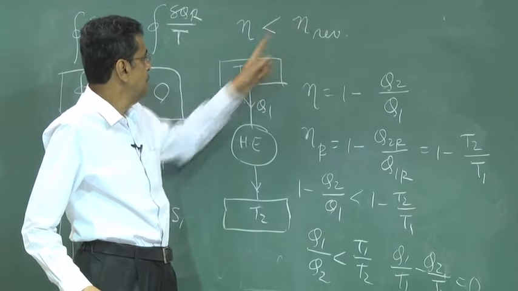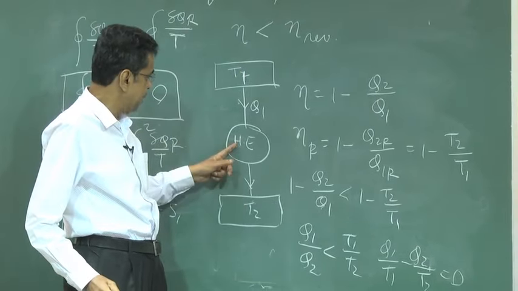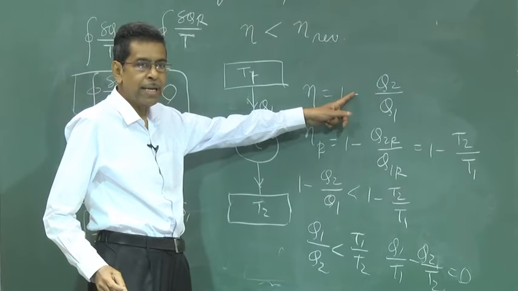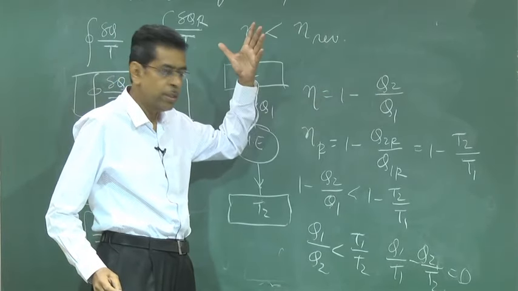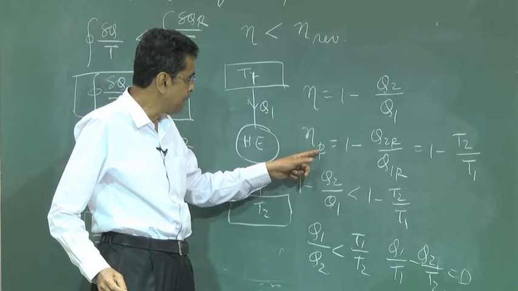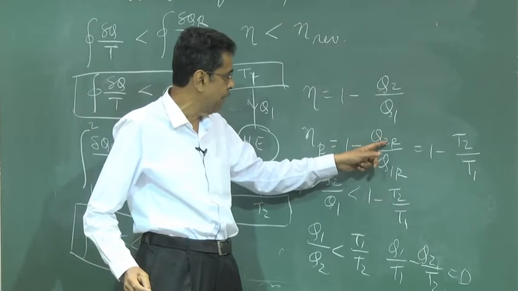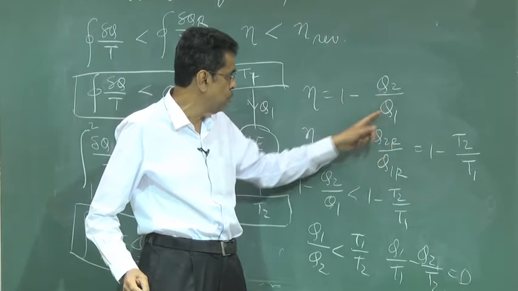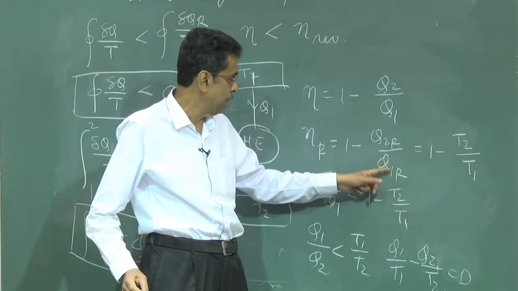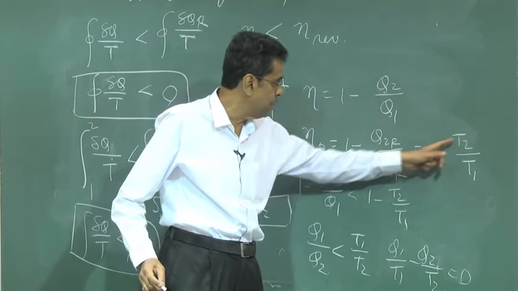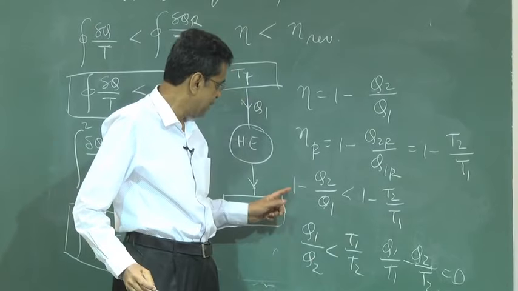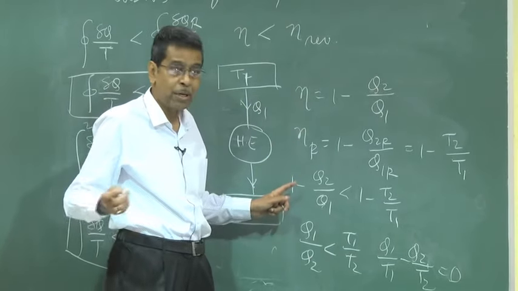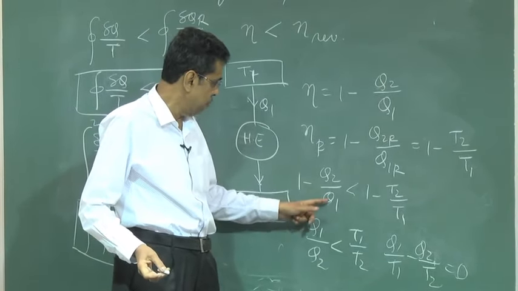The pivotal concept is that the irreversible engine efficiency is less than the reversible. With T1, T2 the source and sink temperatures, for an irreversible engine the efficiency is defined like that from the conservation of energy. We know it, discussed earlier. For a reversible engine it is also defined like that, where Q2 and Q1 are the heat rejected and heat added, but for a reversible engine I can replace this by T2 by T1. But since eta is less than eta reversible by Carnot's principle, 1 minus Q2 by Q1 is less.